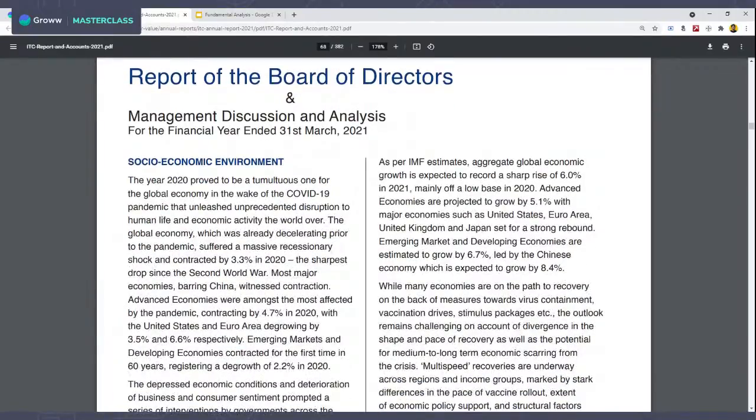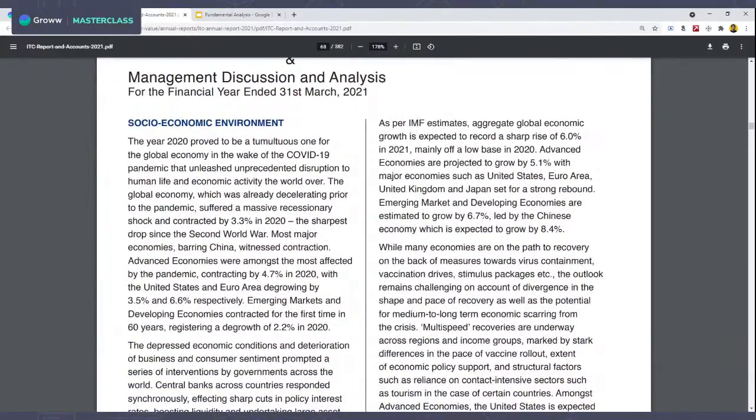Management discussion and analysis, basically they talk about the entire ecosystem of what is happening around ITC. First, they'll talk about macroeconomic factors which are affecting ITC, which are affecting the world. Then they talk about micro factors. Then they talk about company-related factors. So we will go through that, right? The first thing, see that they say socio-economic environment factors. So basically they're talking about how in 2020 the global economy got a big problem because of COVID-19, and because of that we saw a big shock and everything contracted by 3.3%. This was the sharpest drop since the Second World War, which is World War II. So here they tell you about what happened with the world, right?